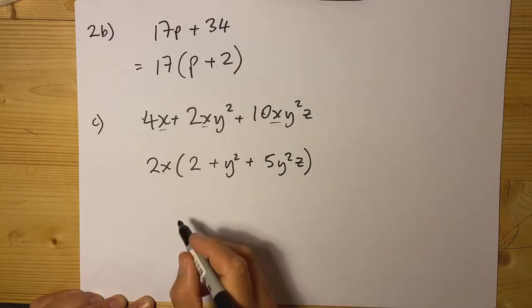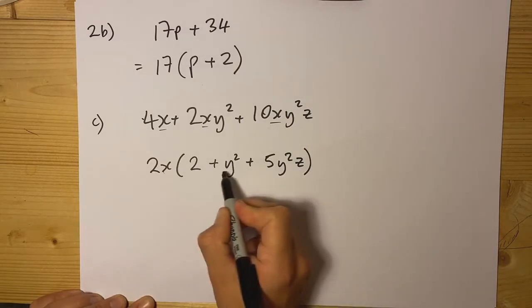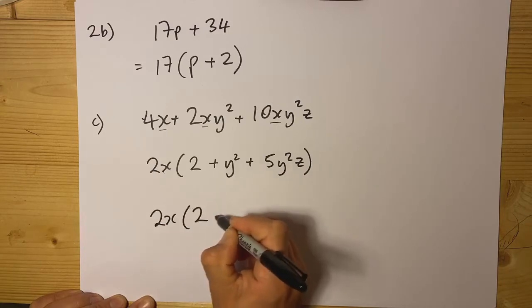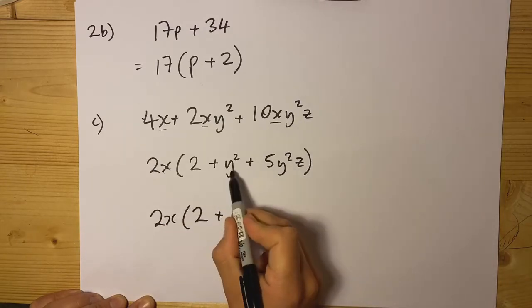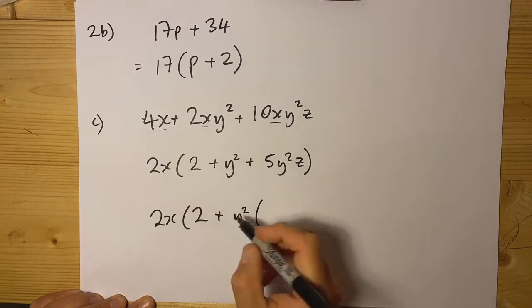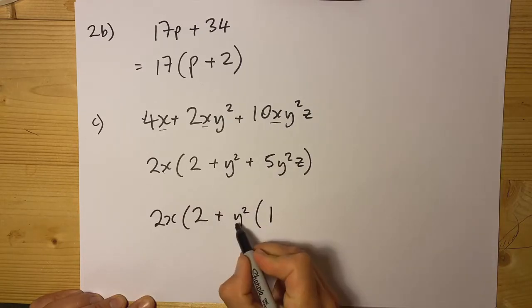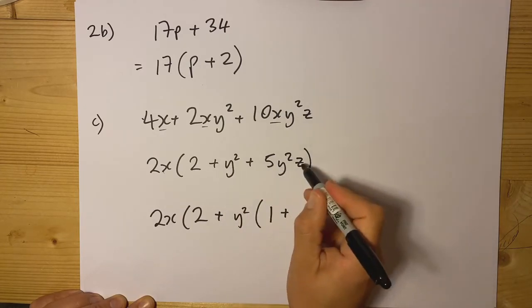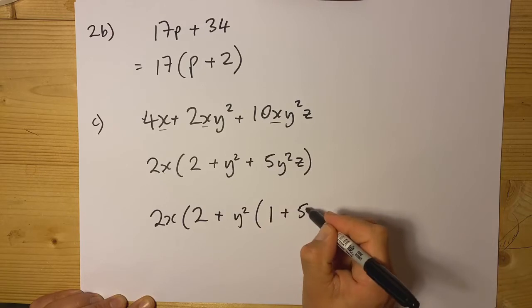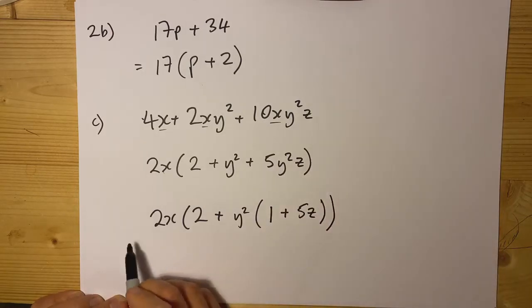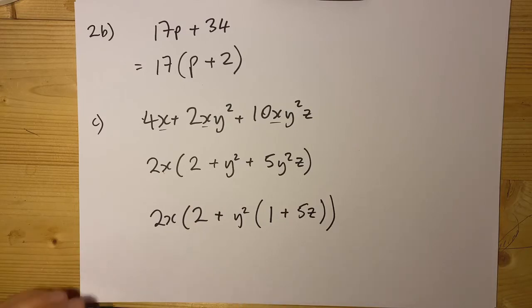We could go a little bit further if we like here, just with these two terms, so we can factorize this. So 2x, 2. Now these both have a common factor of y squared, so we could take y squared out of the brackets, and then that becomes 1, because y squared times 1 is y squared. And then here, we've just got the 5 and the z left. And then we close those brackets like that. So that would be factorized and factorized twice.